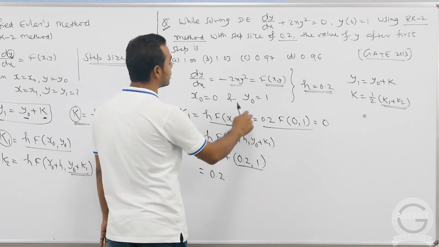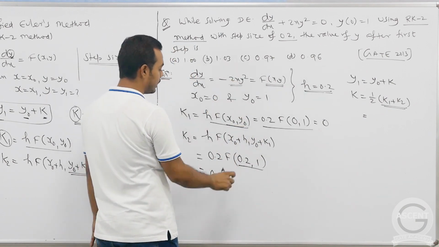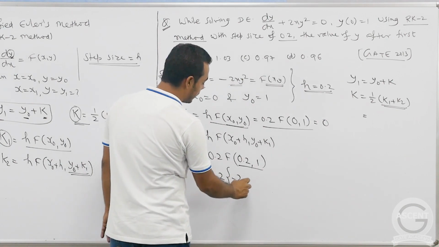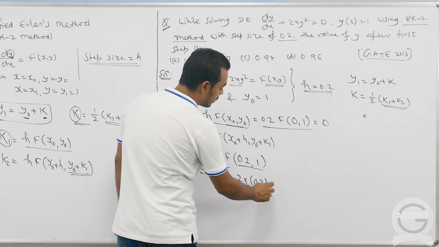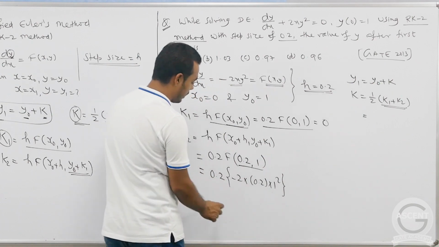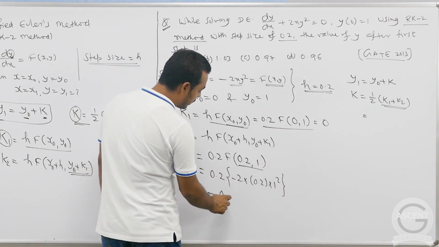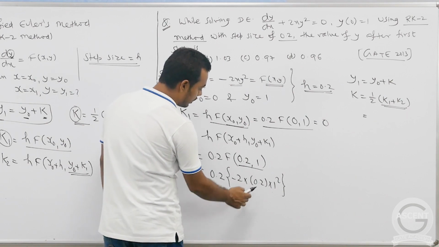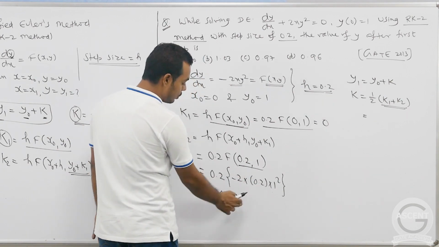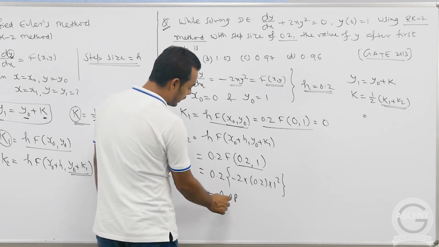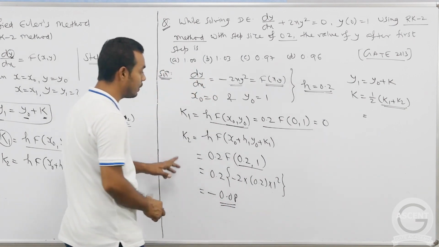f of x, y is given by this formula, minus 2xy square. So this will be minus 2xy square. Now if you do the calculation, you will find that this will be minus 0.08. You have 2 into 2 into 2, so this will be 8. So we'll get minus 0.08. This will be the value of k2.